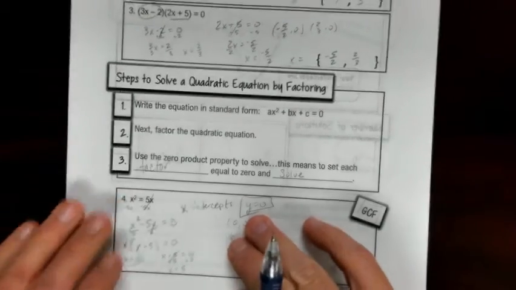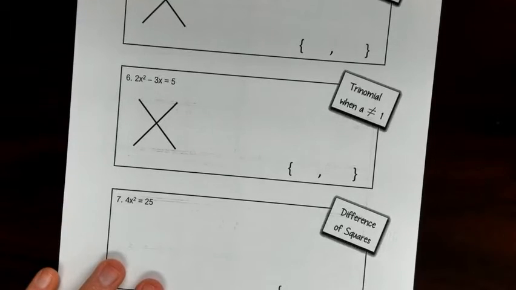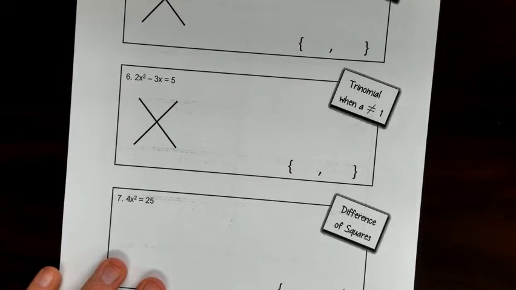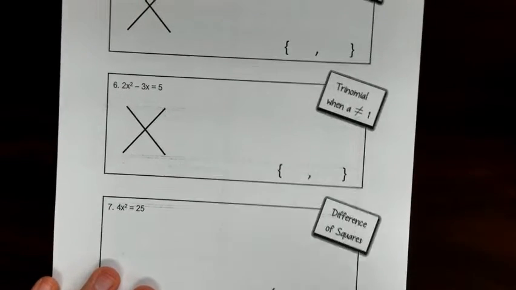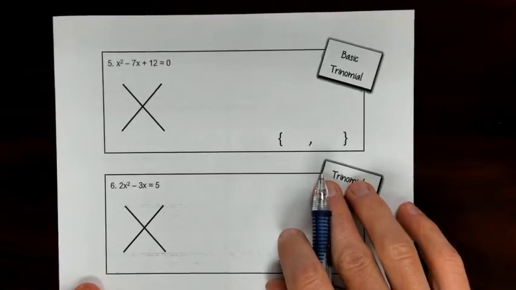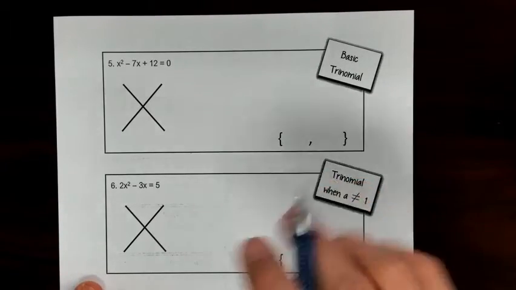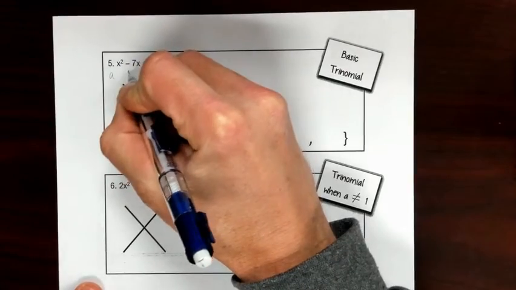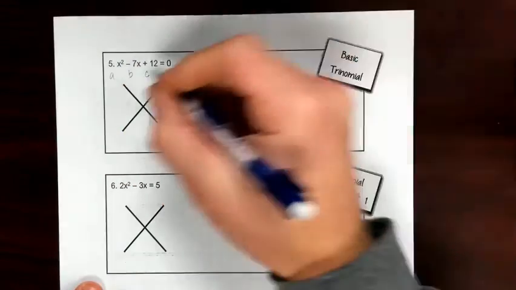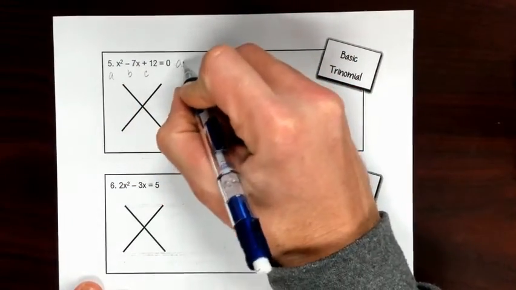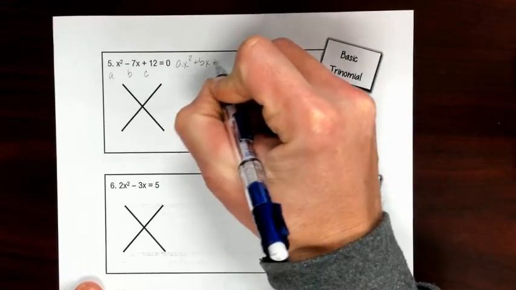All right, let's look at another example. So looking at number 5. I've got x squared minus 7x plus 12. So once again, we're going to figure out what is a, what is b, and what is c. This is a trinomial, right? In standard form, ax squared plus bx plus c.